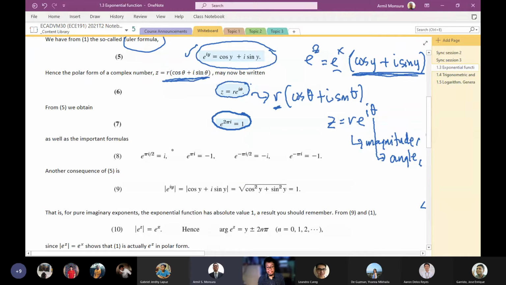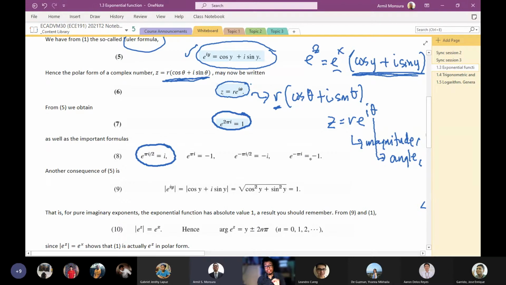And also, please verify the following equalities. That E raised to pi I over 2 is equal to I. E raised to pi I equals negative 1. E raised to negative pi I over 2 is negative I. And E raised to negative pi I is equal to negative 1.